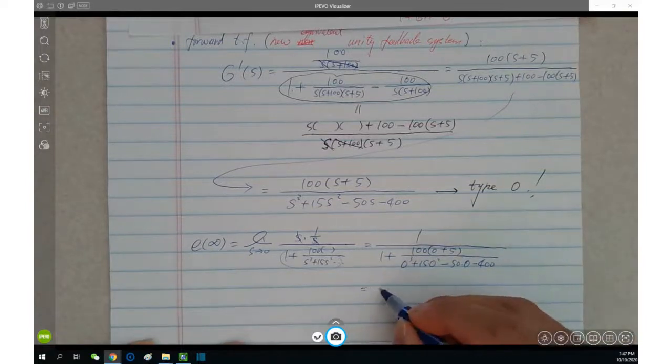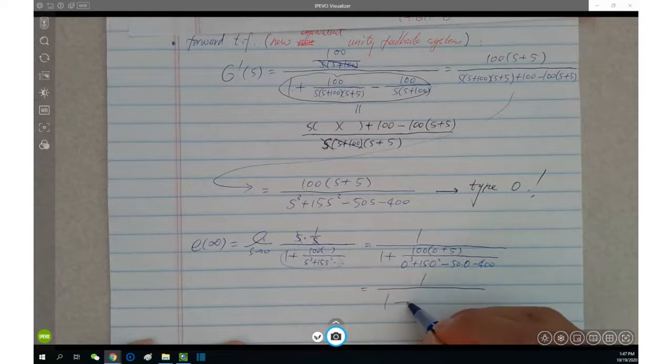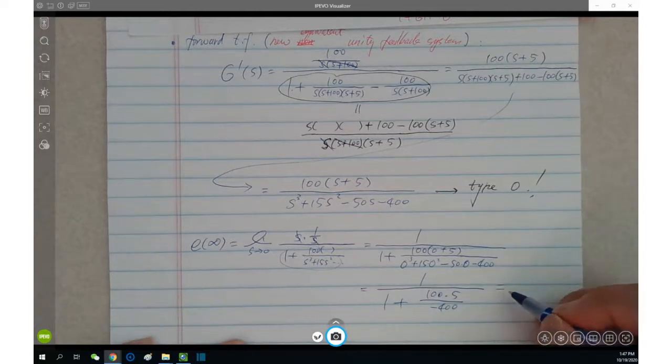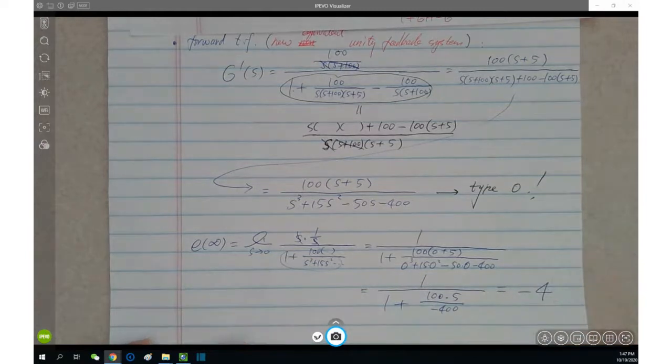And then this equals what? 1 over 1 plus, this is what? 105 divided by negative 400. Negative 4. Right?